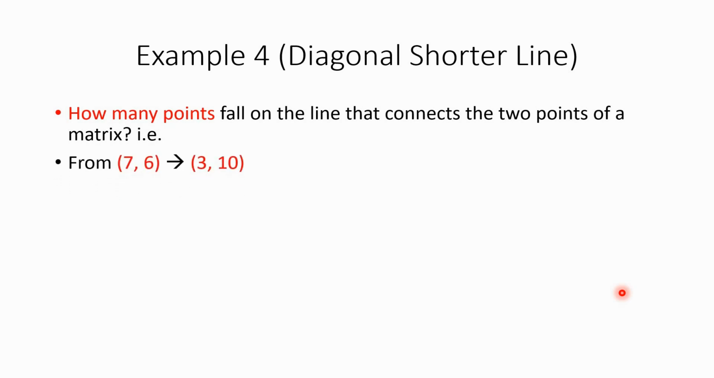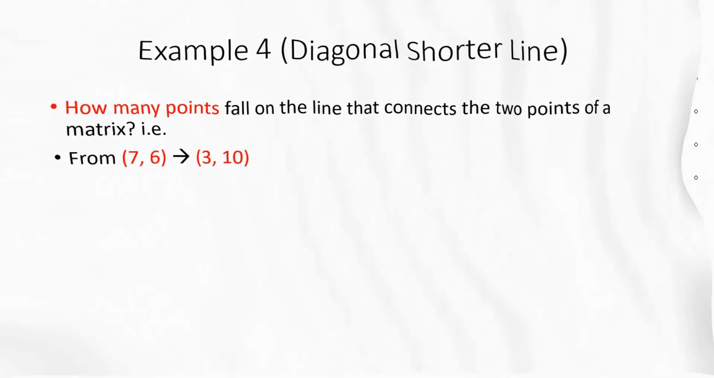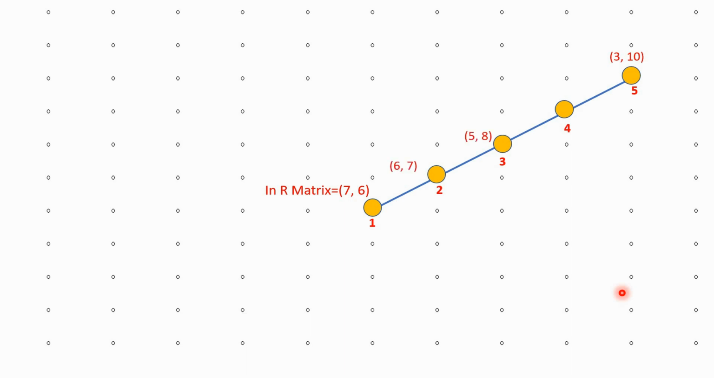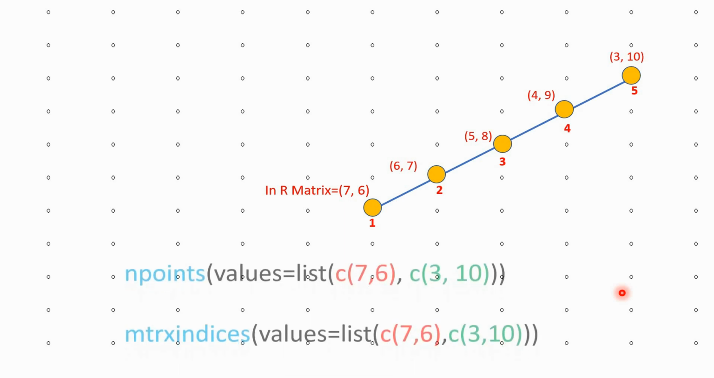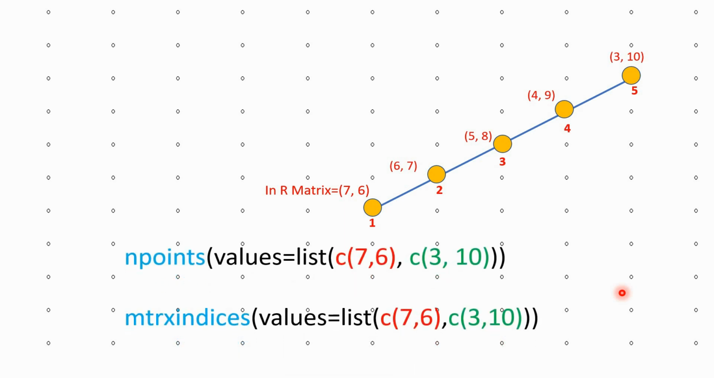Now let's take example number 4 of a diagonal shorter line between 2 points, that is 7, 6 to 3, 10. This is our first point at row number 7 and column number 6. Another point is at row number 3 and column number 10. You draw the line and then you count the number of points. They are 5 points. So a total of 5 points fall on this line. These are the indices of all these points, and this is how you will calculate them in our program.